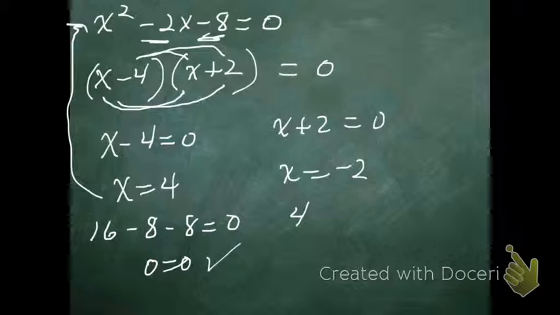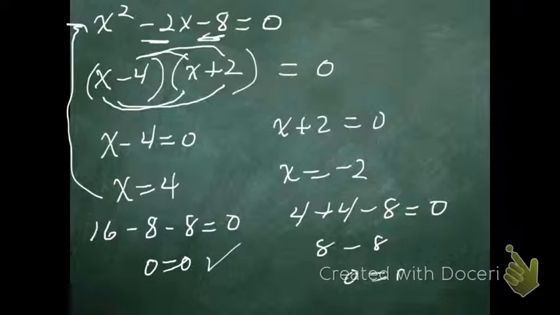Negative 2 times negative 2 is another positive 4, and then minus 8, is that equal to 0? 4 plus 4 is 8. 8 take away 8 is 0, so that solution also works.